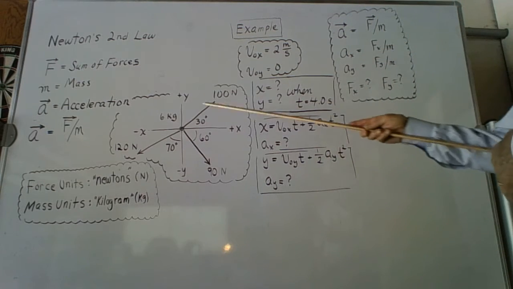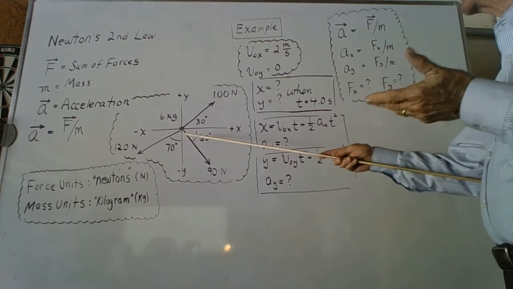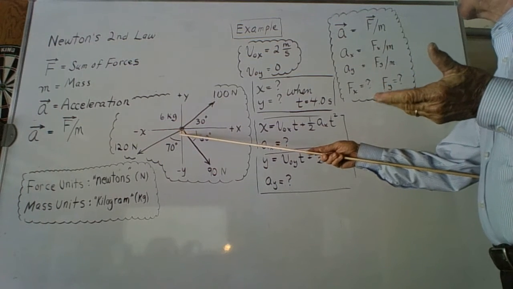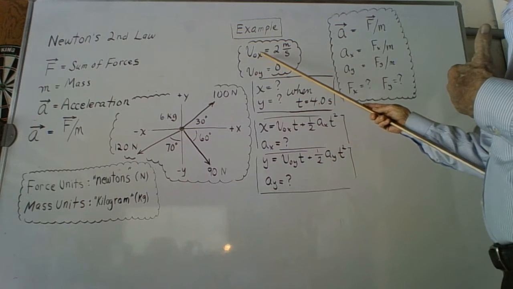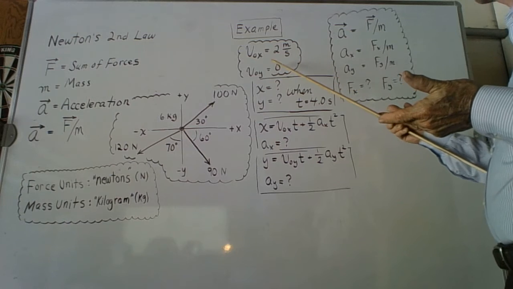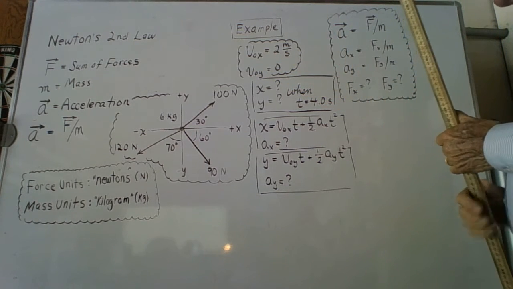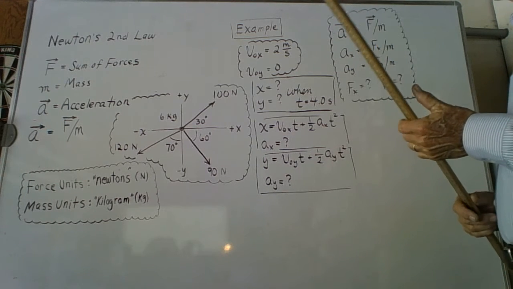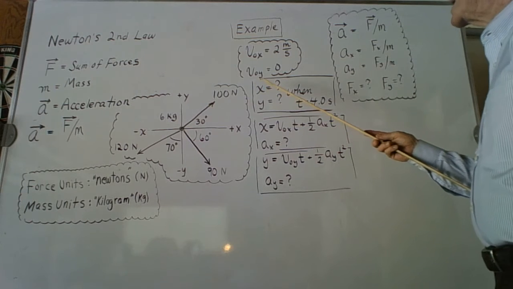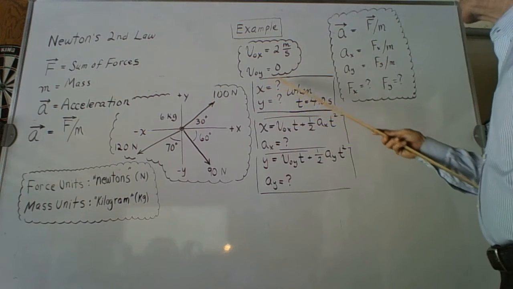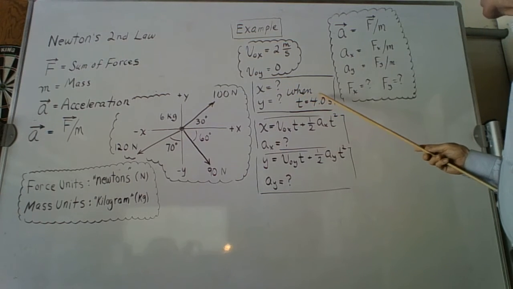Let's work a sample problem involving these vectors. Suppose that the object that is at the origin of our coordinate system initially has an x component of velocity of 2 meters per second and a 0 y component of initial velocity. So the object will be moving because it's being pushed or pulled on. We want to know what the x and y coordinates will be when 4 seconds have gone by.